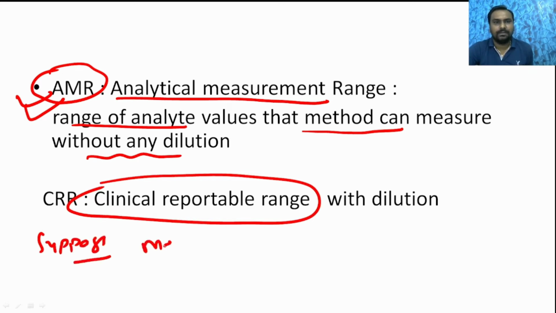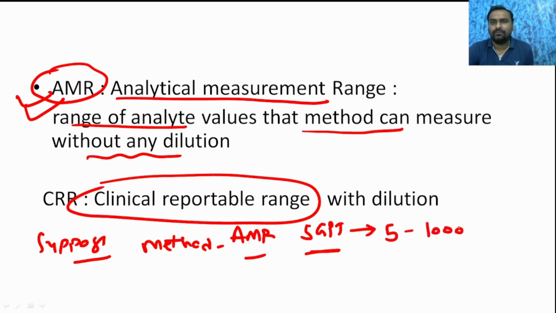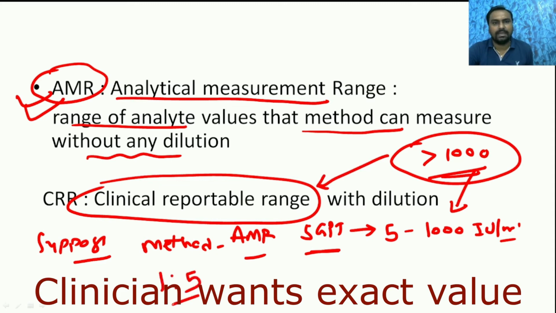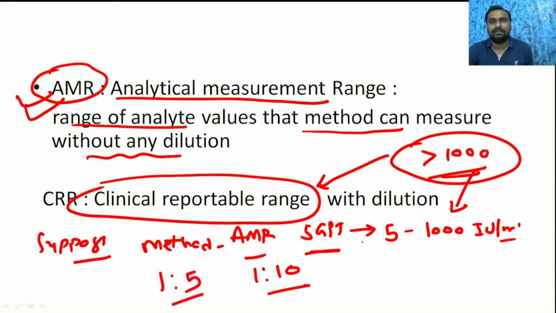Suppose the analytical measurement range for SGPT, a liver enzyme test, is 5 to 1000 international units per ml. But the clinician wants values higher than this. We can report results as greater than 1000 when we get a value more than 1000, but if the clinician wants the actual report, we have to dilute the sample, like 1/5 or 1/10. The result that we get, more than 1000, like 2000 or 3000, will be the clinical reportable range.